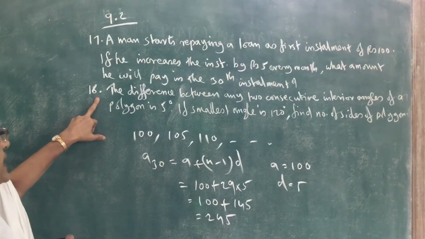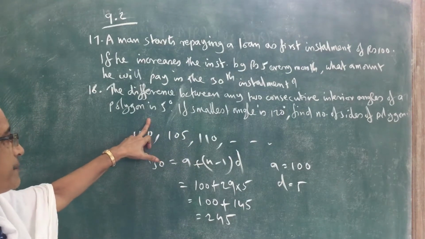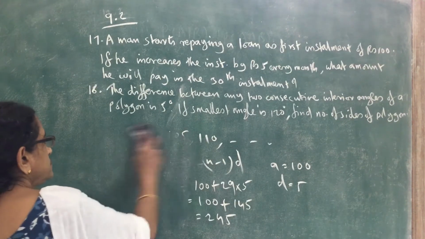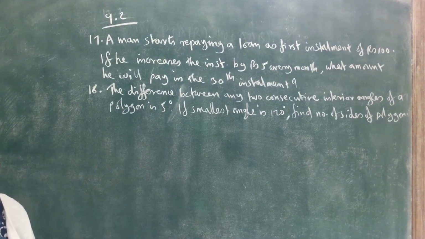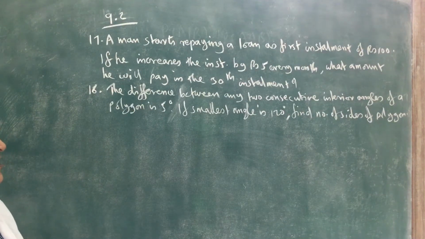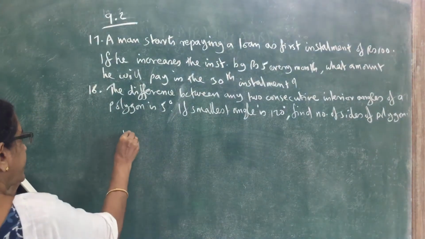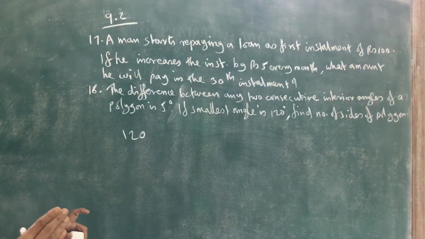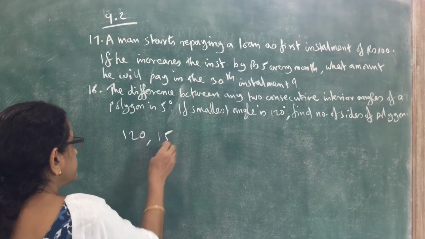Now see question number 18. The difference between any two consecutive interior angles of a polygon is 5 degrees. If the smallest angle is 120 degrees, find the number of sides of the polygon. The difference between any two consecutive angles is 5 degrees, so the angles of the polygon form an arithmetic progression. The smallest angle is 120 degrees, so we can consider the AP. The next angle will be 125 degrees.